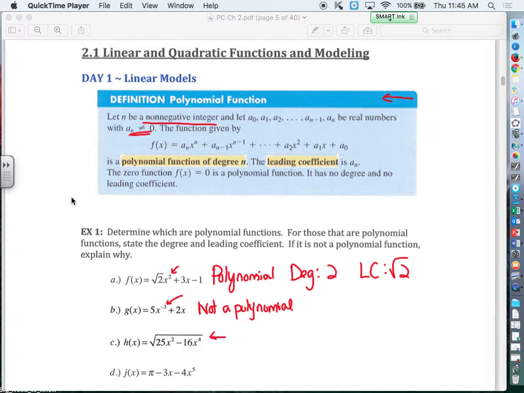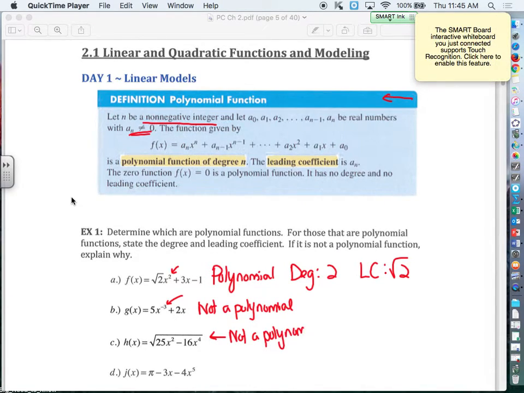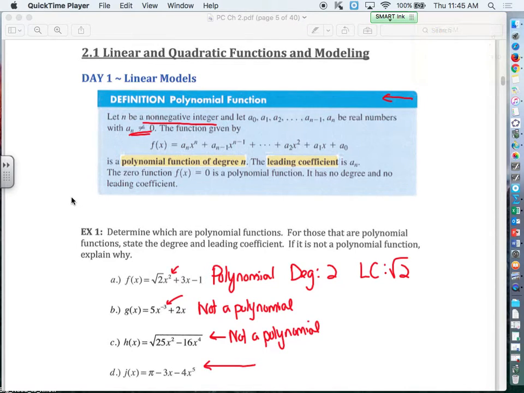This one's also not a polynomial because you have that square root function. That whole thing is underneath that square root, so it's not a polynomial. And for this last one, this is a polynomial. The variables have an exponent that's positive, and that is not a fractional exponent. So it's a polynomial. The degree for that polynomial would be 5, and its lead coefficient, don't forget the negative, is negative 4.